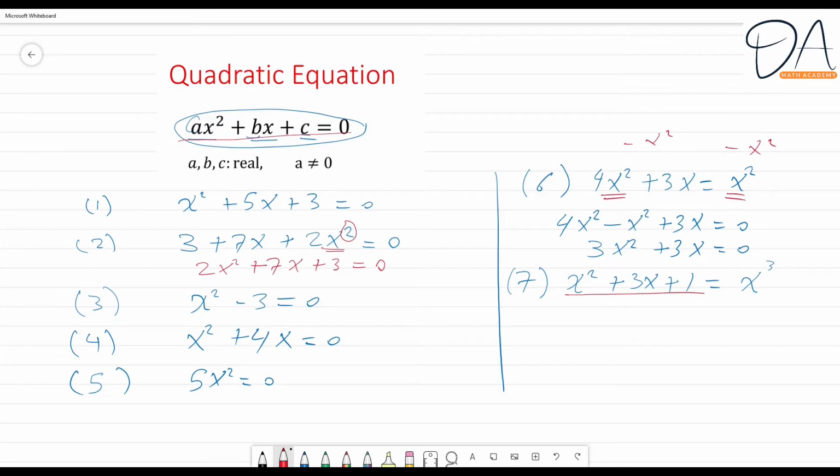However, if you notice, we said that the largest exponent that you should have for x is 2. But here we can see that we have 3. So this is a cubic term. So this is actually a cubic equation, not a quadratic. So this is not a quadratic equation.